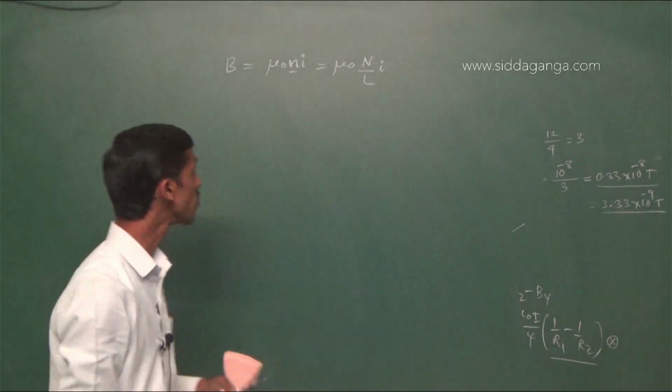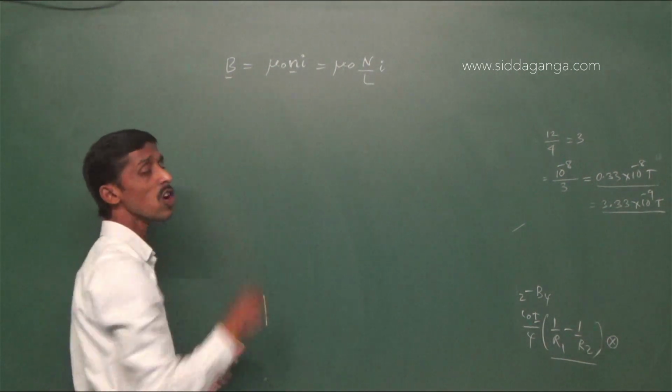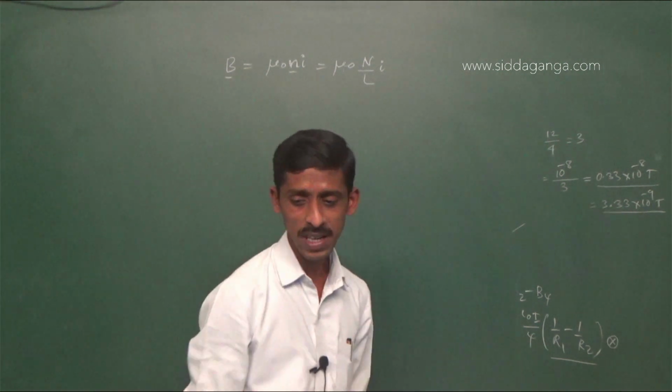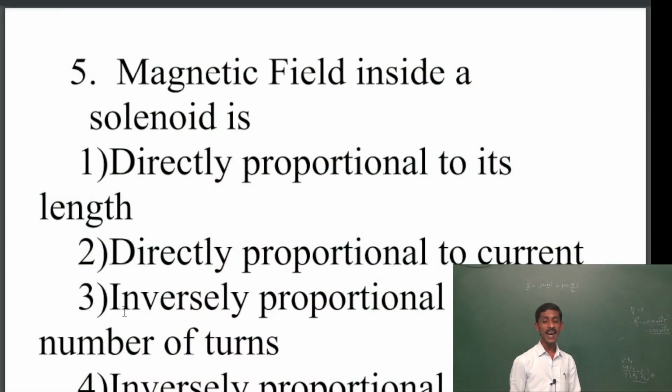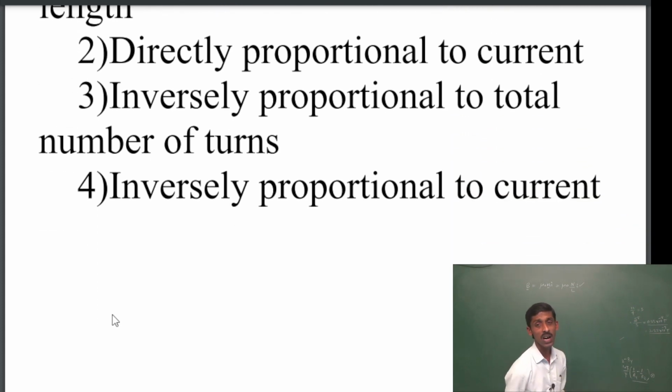How does the magnetic field due to a solenoid behave? As per the options, the magnetic field inside a solenoid is directly proportional to its length. That is wrong. Directly proportional to the current? Yes, it is directly proportional to current. Inversely proportional to the number of turns? Inversely proportional to current? So the correct option is that the magnetic field due to a solenoid is directly proportional to the strength of the current. So the second option is correct.